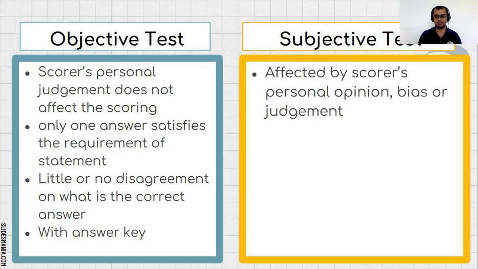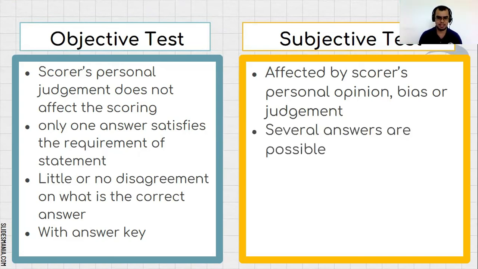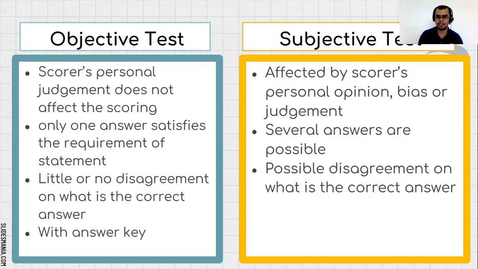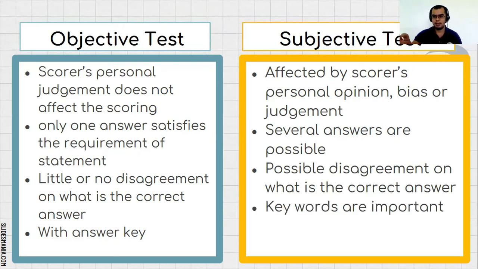Here in subjective test, it is affected by scorer's personal opinion, bias, or judgment, because several answers are possible. So that's one difference between objective test and subjective test. In objective test, there's only one acceptable answer. In subjective test, there are many ways to express answers. Possible disagreement on what is the correct answer might be experienced here in subjective test.